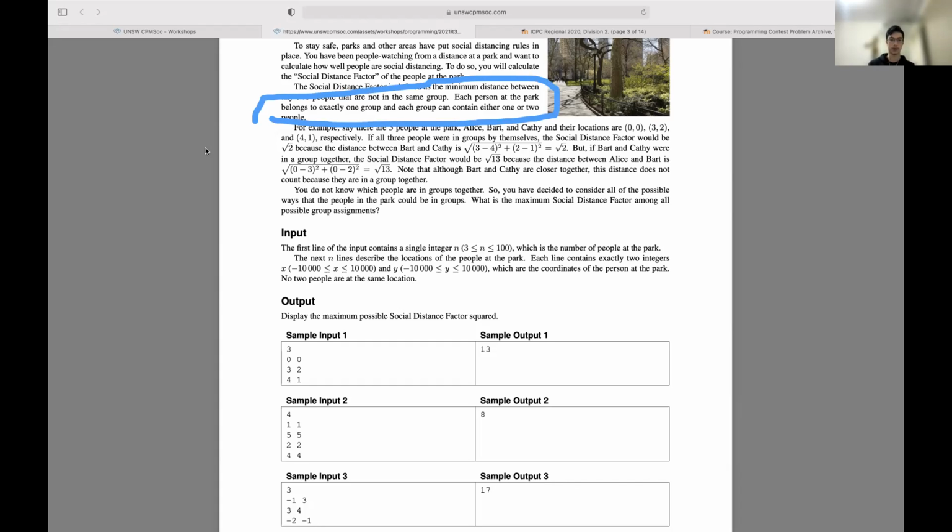And you want to group the people into groups of 1 or 2, such that the minimum distance between any 2 people who are not in the same group is maximized. So that's kind of a mouthful, but yeah, you're trying to separate the groups as much as possible, and that means separate any pair of 2 people as much as possible. So I'll do the first sample.